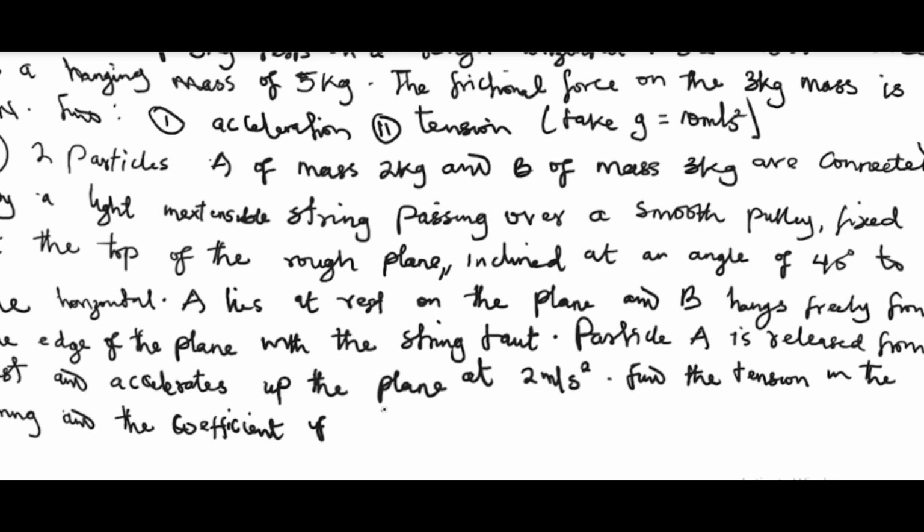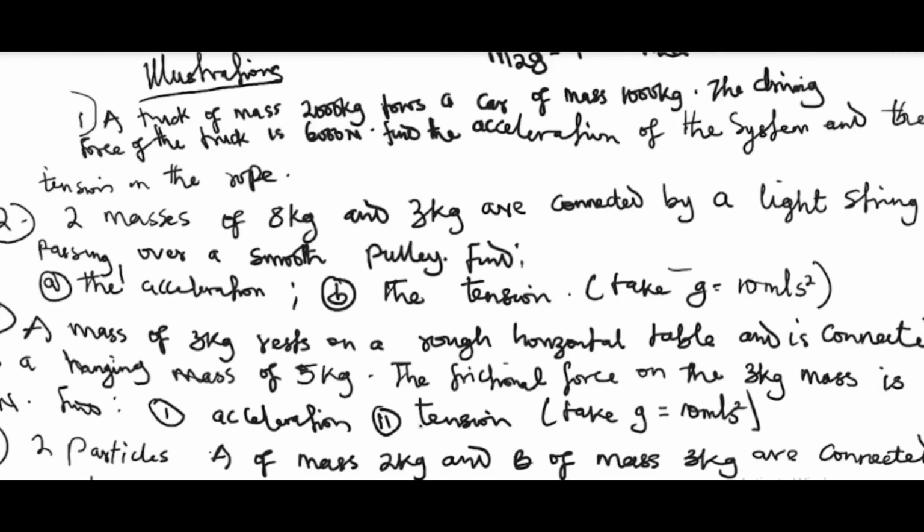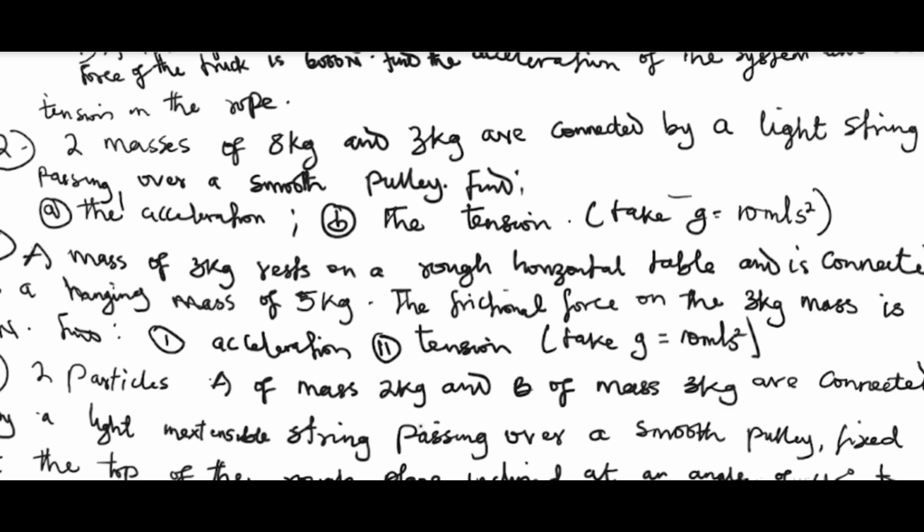Okay guys, so these are the questions we're going to be solving. We have 4 questions to solve. So the first one, let's go. The first one says a truck of mass 2000 kg tows a car of mass 1000 kg. The driving force of the truck is 6000 Newton. We are to find the acceleration of the system as well as the tension in the rope. Remember I said earlier that this acceleration and tension is a common question as far as motion of connected particles is concerned. Okay, so let's quickly do the first question.